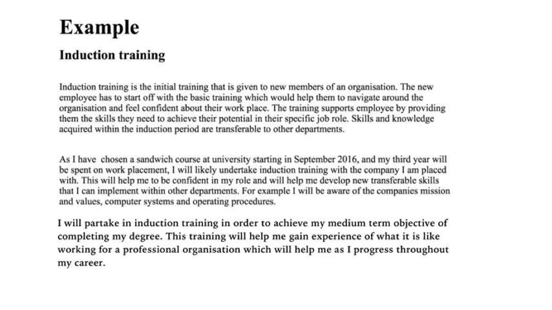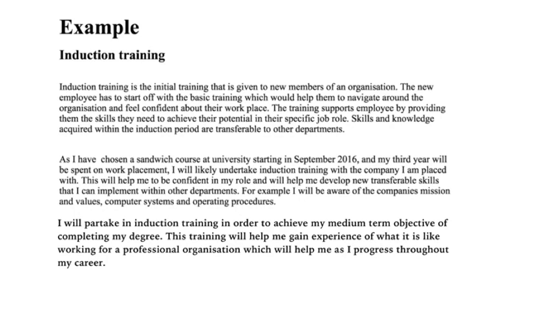Induction training is the initial training that is given to new members of an organisation. The new employee has to start off with the basic training which would help them to navigate around the organisation and feel confident about their workplace. The training supports employees by providing them with the skills they need to achieve their potential in their specific job roles. Skills and knowledge acquired within the induction period are transferable to other departments.